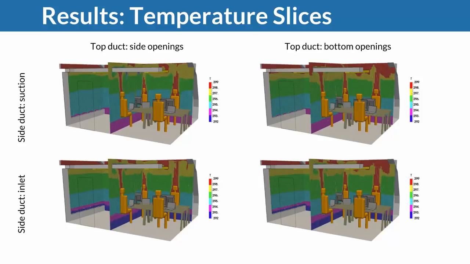So here we have a visualization of temperature slices through the office space, different scenarios where the top duct is using the side openings. These are the left pictures, and the top duct with the bottom openings that is introducing air is on the right side. And the two top pictures are showing the duct suction, the side suction. The side duct is the return duct, and then there is the reverse section. You can see that there is a bigger stratification. If the side duct is the one that is introducing the air, we will have cold air gathered on the bottom, creating this stratified temperature profile.